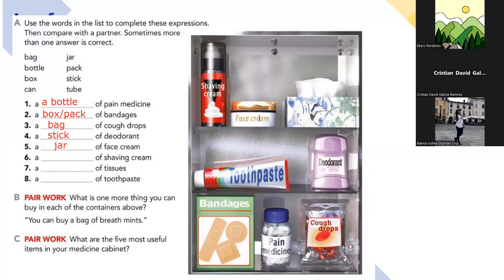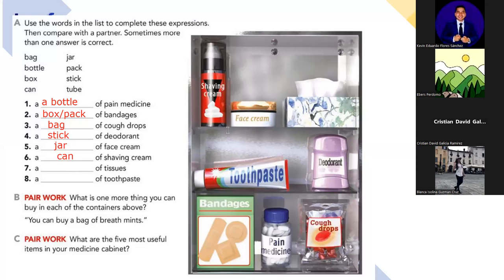What about number six? A can? A tube? Exactly, right. We have a can here, if you see, of shaving cream. Yes, it's a metal thing that we can have. And number seven, what is this one? Box.